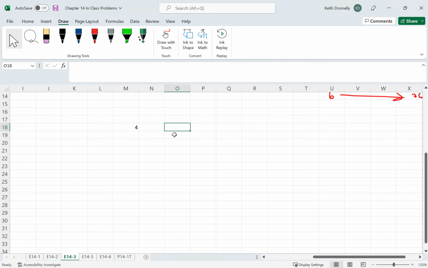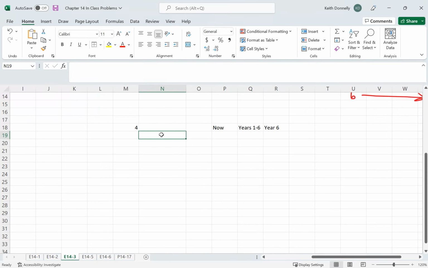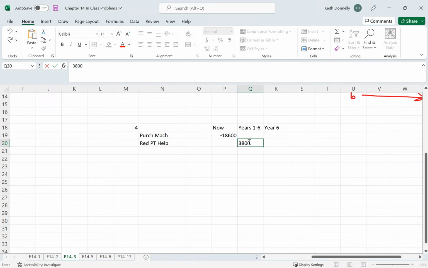All right, so now we'll have years 1 through 6, and then we'll have stuff that happens in year 6. In year 1, we purchase the machine. That's going to be $18,600 of an outflow. We know that it's going to reduce our part-time help, so we'll have those savings of $3,800 per year, as well as the added contribution margin per year of $1,200.